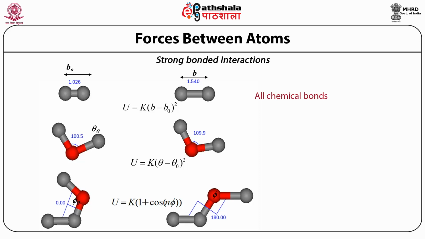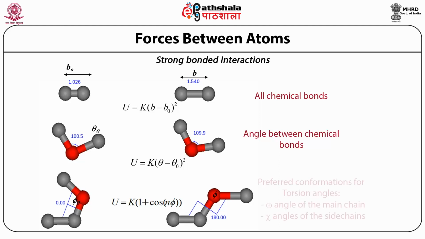On the right hand side is when it changes during the energy minimization or simulations or interactions. There the distances differ, so we calculate that distance and find out. This is a chemical bond, shown in B, theta as angle between the chemical bonds, which is shown also, and last is the preferred conformation, torsion angles.